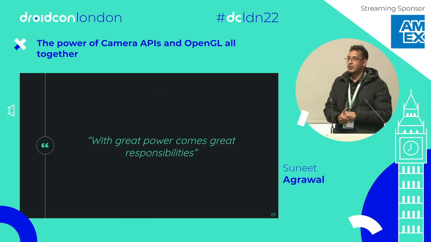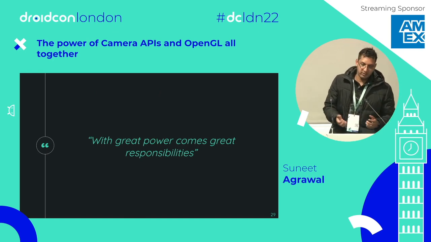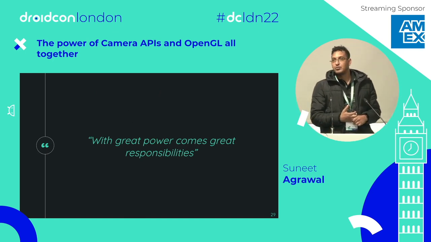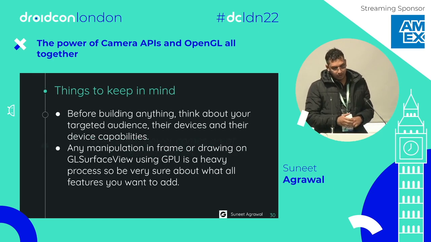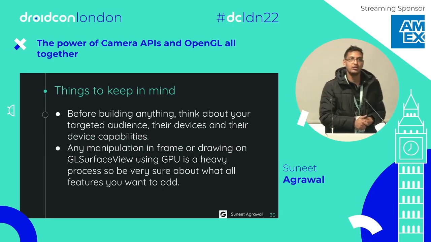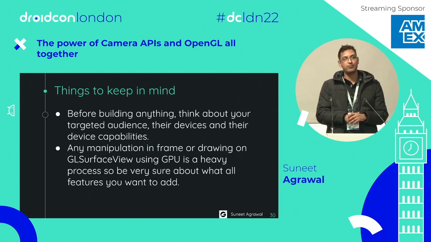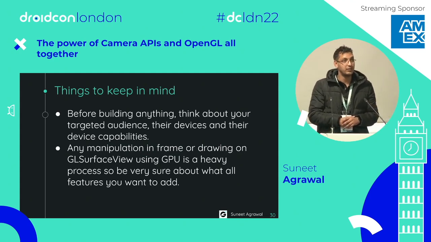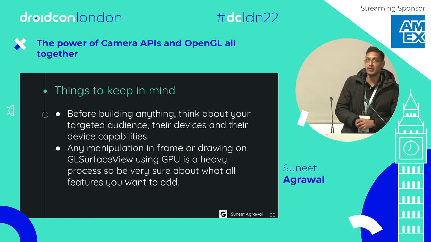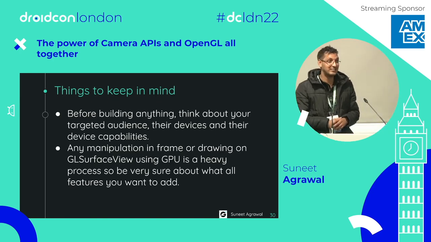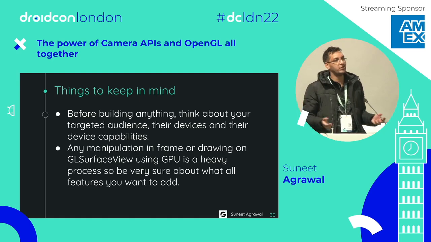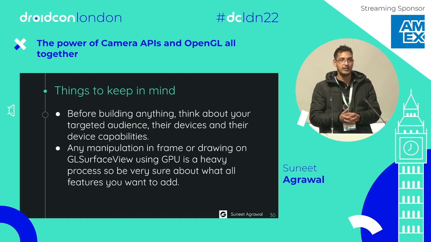But again, the question comes in. There is a great saying: with great powers come great responsibilities. So think about what your use case is. Think about who your end users are and what devices they have. Not every phone is able to process 60 frames, and not every camera is able to provide a 60 frames feed. Even some devices provide only 45 frames per second.